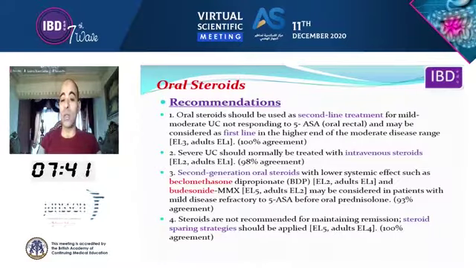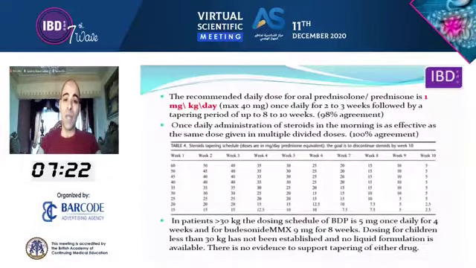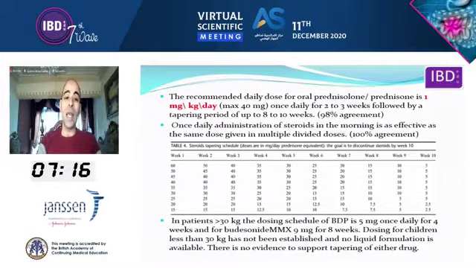Second-generation oral steroids can be used in children with lower systemic effect, such as beclomethasone and budesonide multimatrix. Steroids are not recommended, as we know, for maintaining remission. A steroid-sparing strategy should be applied for maintenance. The recommended daily dose is about 1 milligram per kilogram body weight per day, maximum 40, for 2-3 weeks, and then we start tapering on this schedule.